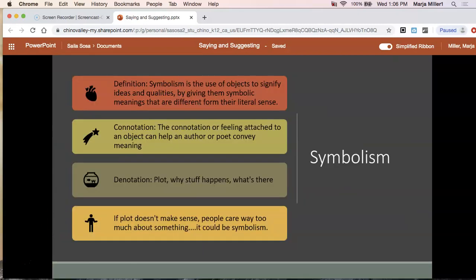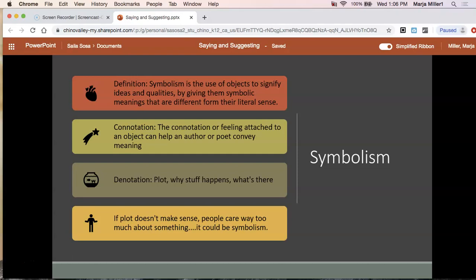Next, we're going to talk about symbolism. It's symbolism! The big one! Symbolism is the use of objects to signify ideas and qualities by giving them symbolic meanings that are different from their literal sense.